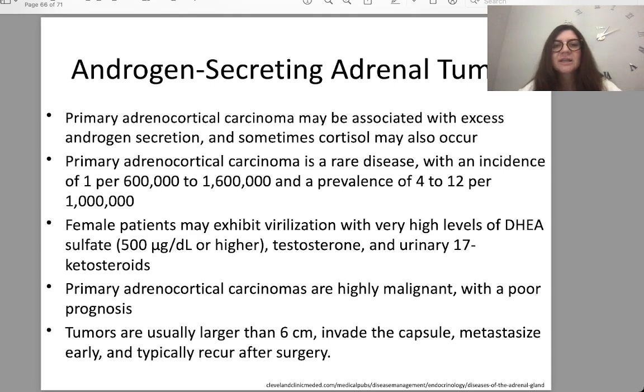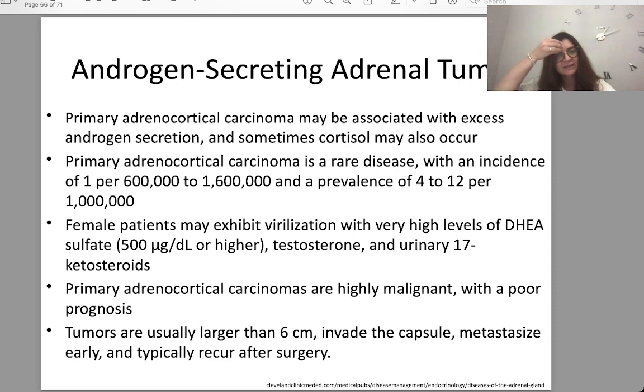Next, androgen-secreting adrenal tumor. Primary adrenocortical carcinoma may be associated with excess androgen secretion, and sometimes cortisol excess may also occur. Primary adrenal carcinoma is a rare disease with an incidence of 1 per 600,000 to more than 1.5 million, and prevalence of 4 to 12 per 1 million.